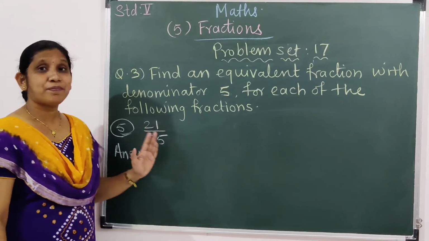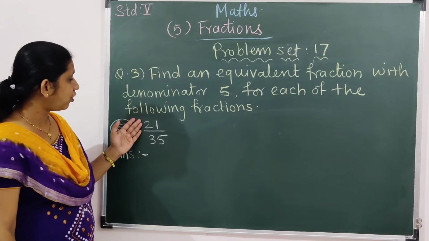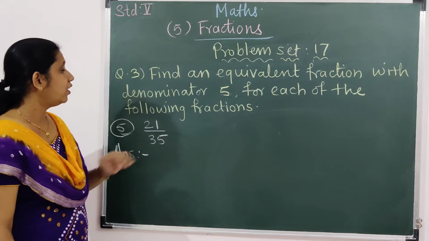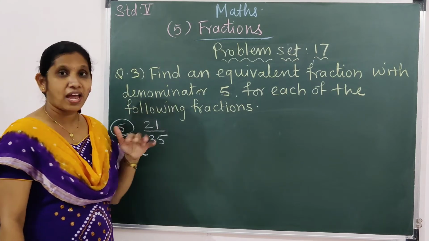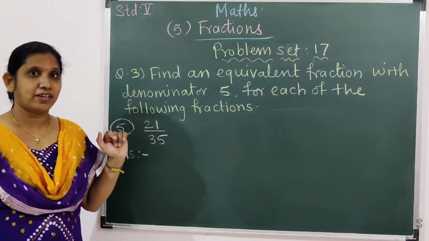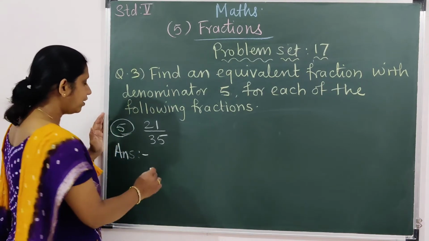Students, see the fifth example. The fraction given is 21 upon 35. We want the denominator 5. As I told, say the table of 5 till number 35. Yes, 5 7s are 35.